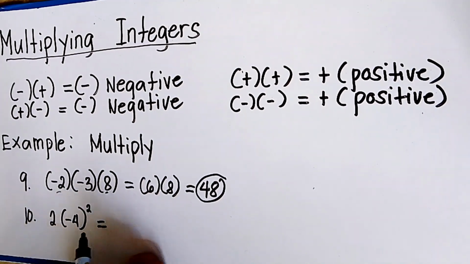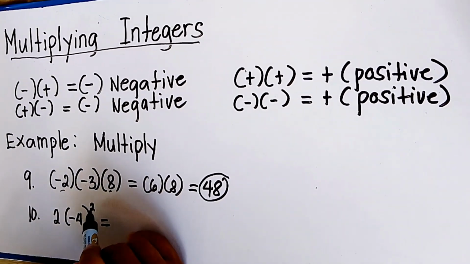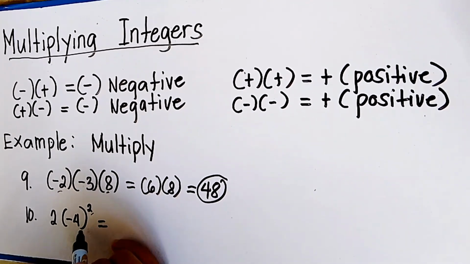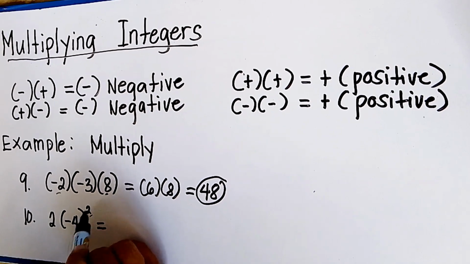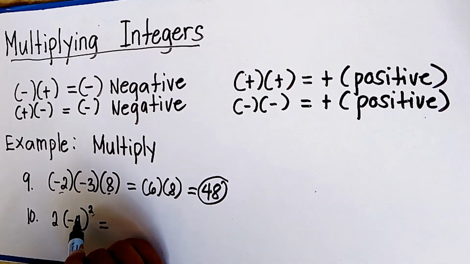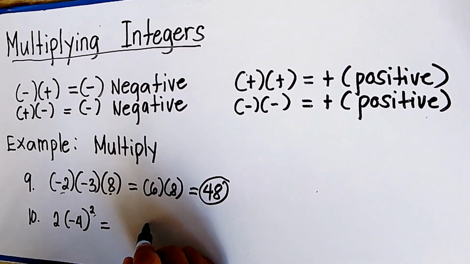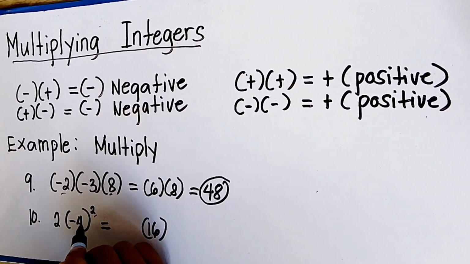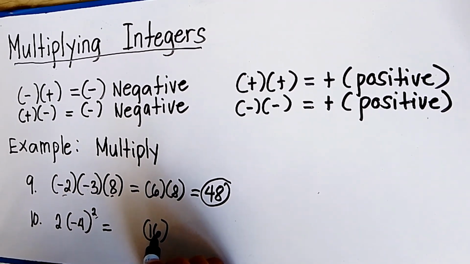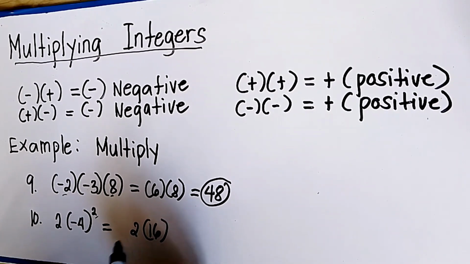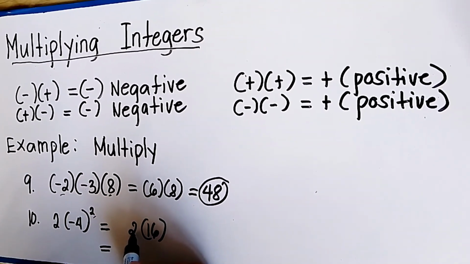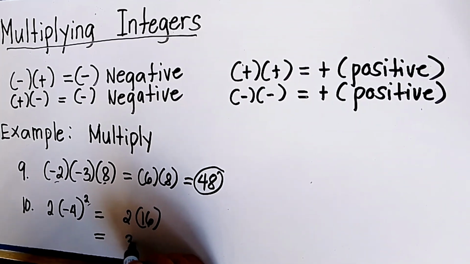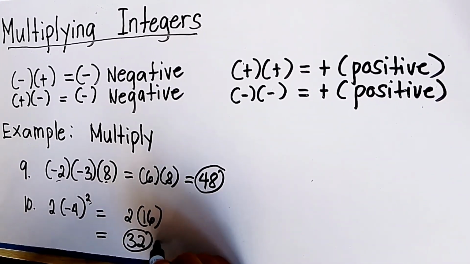Number 10 example. So when we have an example like this, the square of negative 4, what we will do is first work on this. It means negative 4 times negative 4. So the answer is positive 16. Negative 4 times negative 4, that is positive 16. Times 2. So we have positive 16 times positive 2, that is equal to positive 32. That is the final answer.